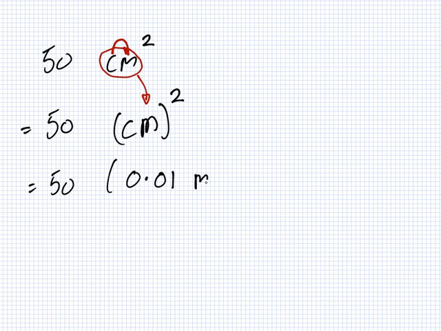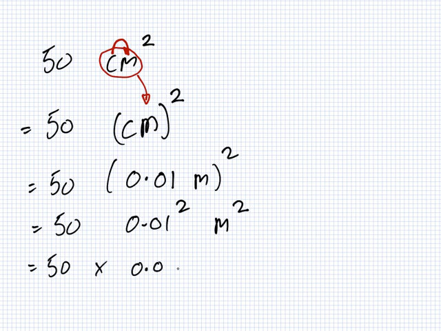0.01. Yeah? Okay, so this is 50, and this is 0.01 squared meter squared. So this is 50 times 0.0001 meters squared. So that's 4, isn't it? Or 1, 2, 3, 4. What's that? 0.05 meters squared. Isn't it?